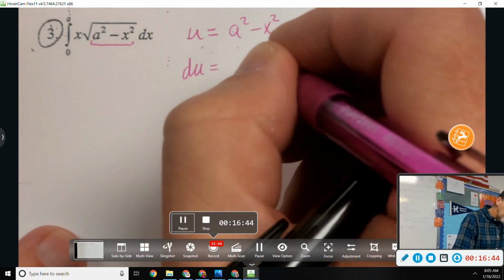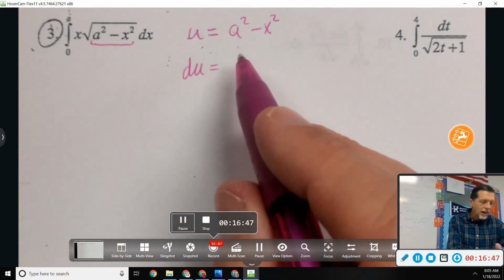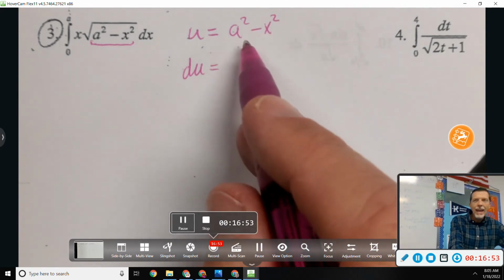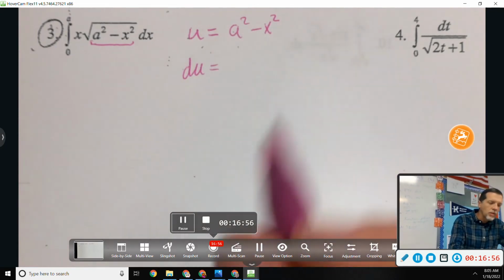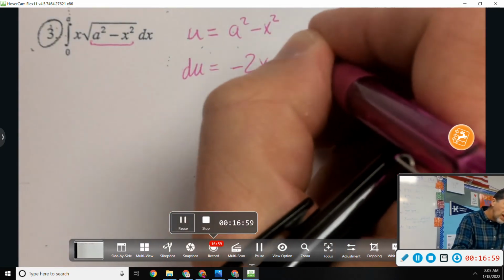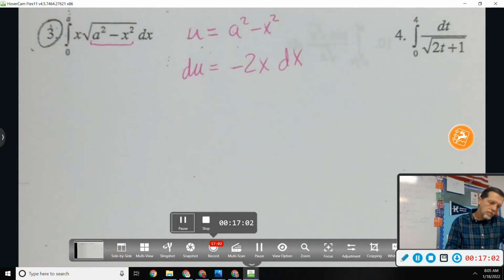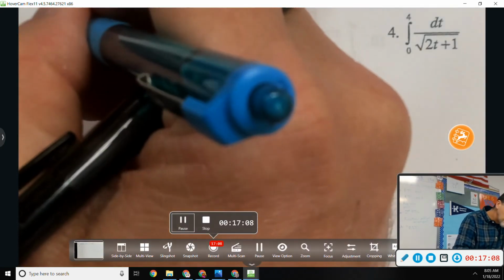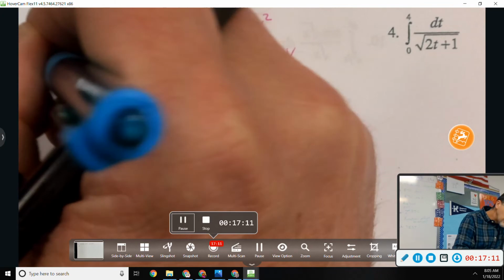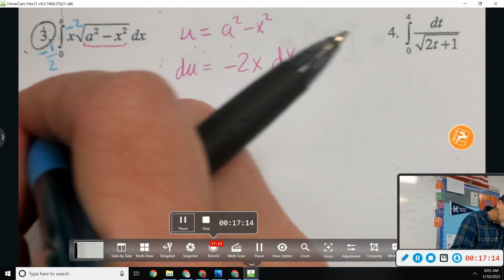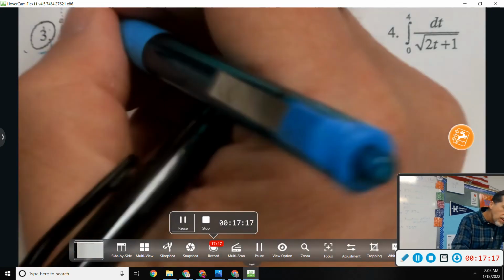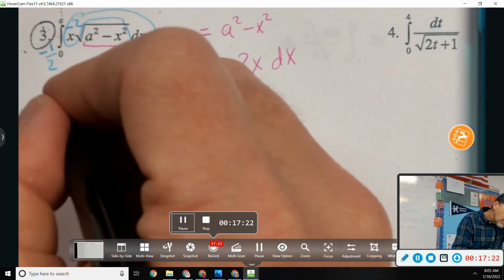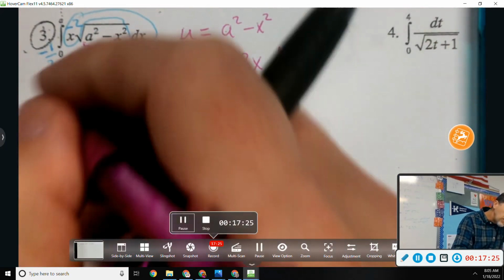du then is, again, a squared is a constant. What's the derivative of a constant? 0. So it's tempting to say 2a da or something like that, but it's a constant, so that's 0. So negative 2x dx. That's not bad. We almost have that. I can make that fix with a negative 2 in there and a negative 1/2 out front. And then all of this stuff is du. Antiderivative of u to the 1/2. That's not too bad.